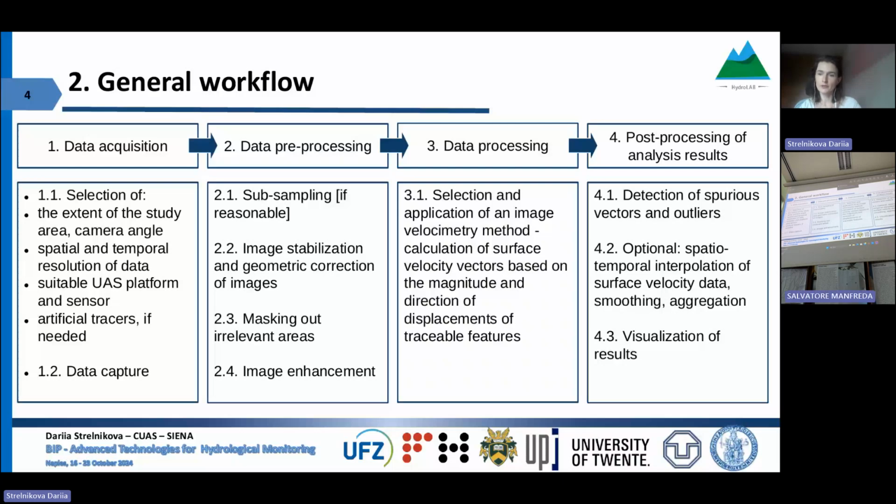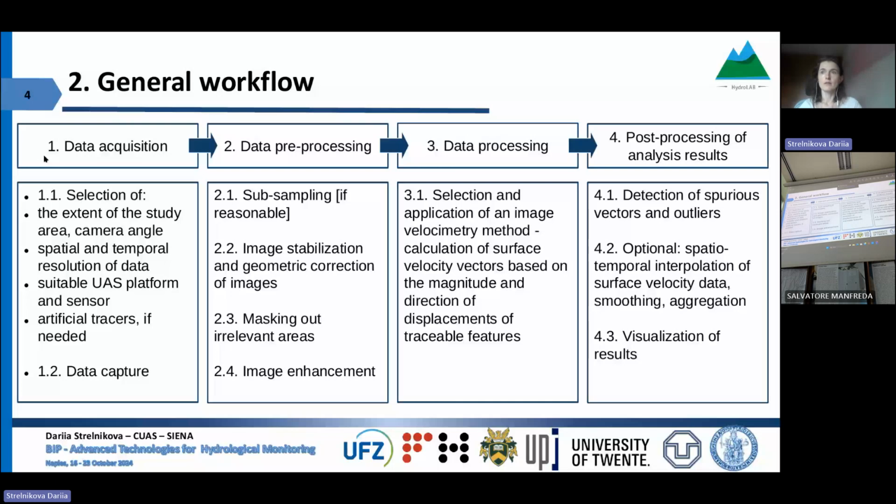And after that, when our calculation is complete, we see whether it makes sense. Does it contain any spurious vectors? Does it contain any outliers that have to be removed? We can also interpolate the data, especially if we remove some portions of the data, since we see that this data was calculated wrongly. In these areas where now we do not have vectors, we may use interpolation. We can use techniques like smoothing and aggregation. And of course, in this stage, we visualize results to see whether it makes sense, and also to convey this information to our stakeholders, to our readers, if we publish our research.